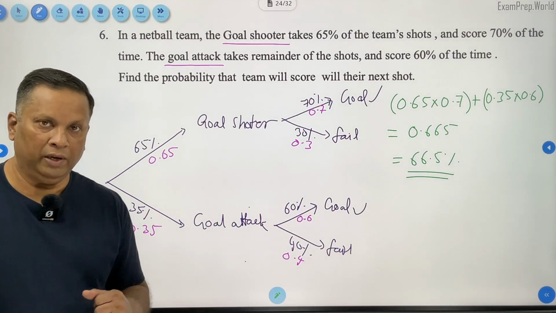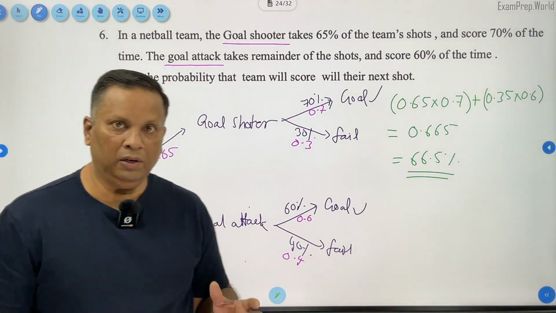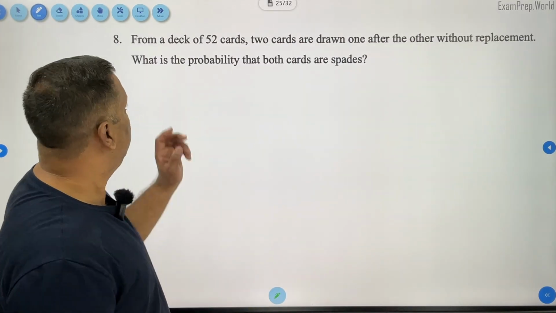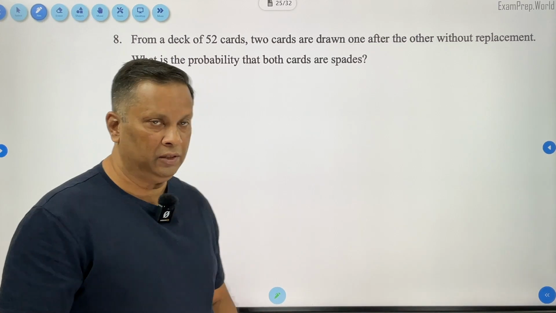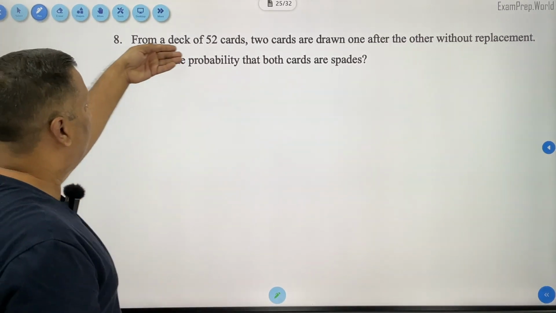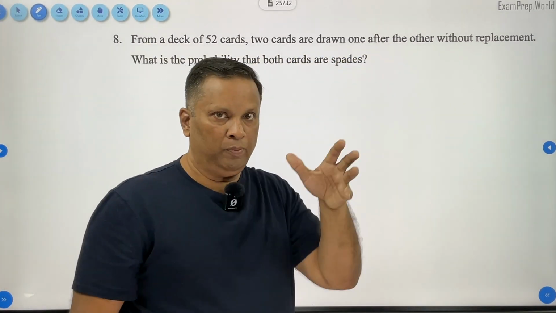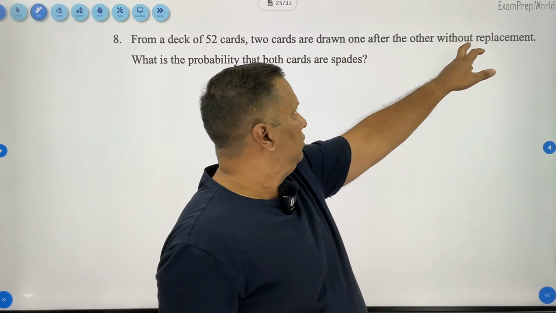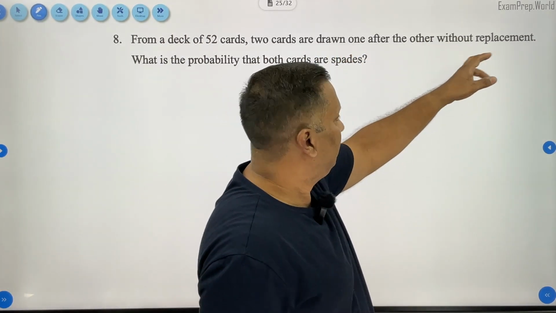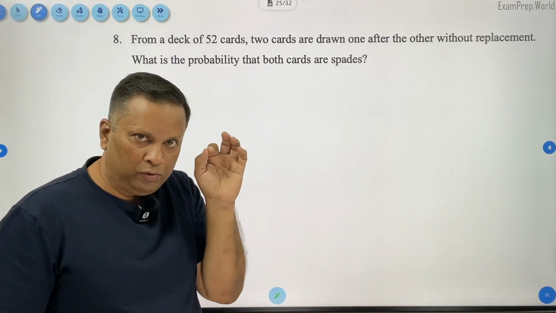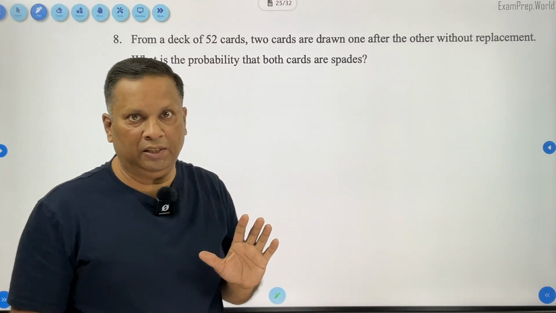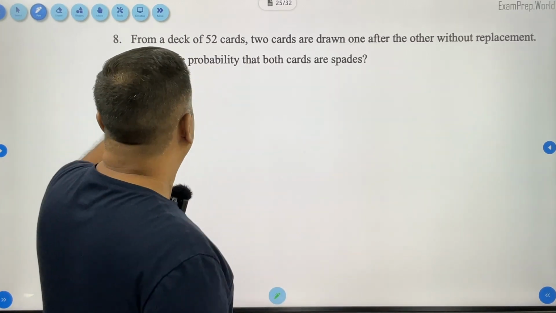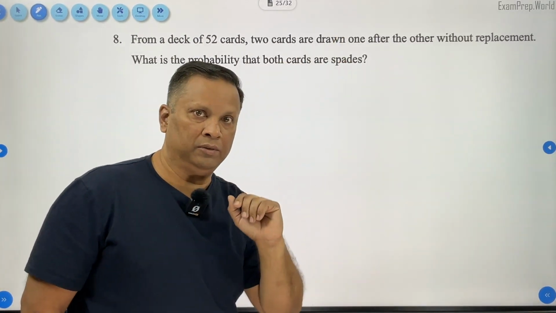So now I hope with these kinds of questions you would have learned dependent events. Okay. So with this, I think we have one more before ending this type of questions. From a deck of 52 playing cards, cards are drawn one after another without replacing. Means we take one out of those 52 and do not replace it in the pack. So next time we will only have 51 cards. What is the probability that both cards are spades?